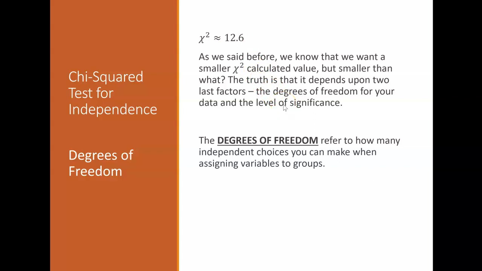The degrees of freedom is how many independent choices you can make when assigning your variables or groups. So if you think about the situation where we had categories, we said the degrees of freedom is the number of categories minus 1. Because if I have 6 blanks, for the first blank I have 6 choices. The next blank, I have 5 choices. But when I get down to the last one, I don't have any choice. I just have one place left and one place to put it. So that's not really a choice anymore, right? That's why it's the number of categories minus 1.